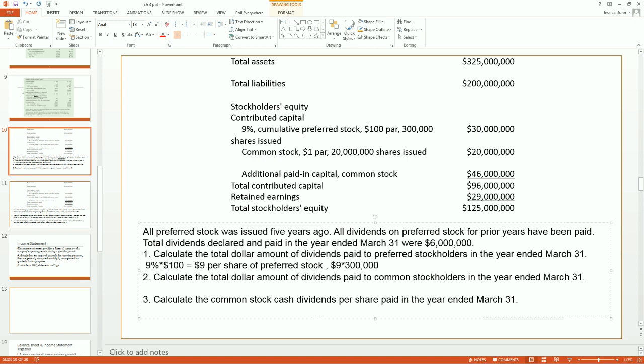So then the total amount of dividends paid to common stockholders would be anything left over. So $6 million total will be paid. $2.7 million is paid to preferred shareholders. So that means that $3.3 million will be paid to common shareholders.